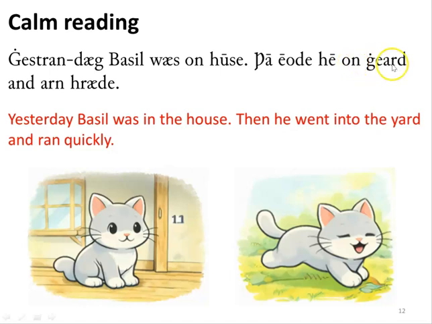On can take the accusative or the dative. If this were the dative, we'd have an e on the end, ģearde. But when it takes the accusative, we have the accusative form, which is ģearde. And on becomes not in. When this is the dative, on is interpreted as in. But when this is the accusative, on is interpreted as into or onto. Just a small thing there, but we're getting a little bit carried away. We don't need to do that at the moment. So yesterday Basil was in the house, then he went into the yard and ran quickly.